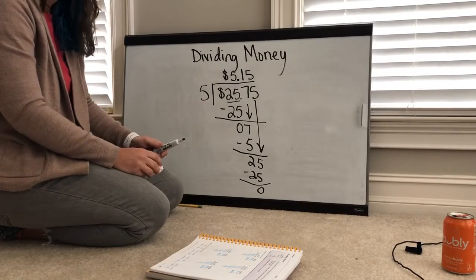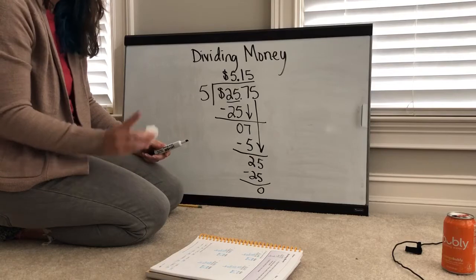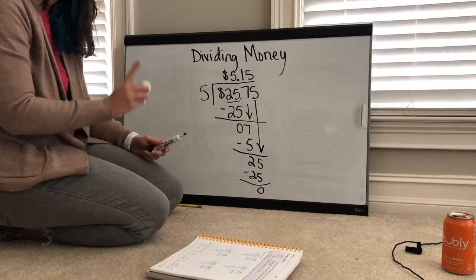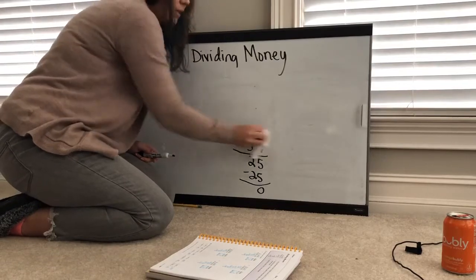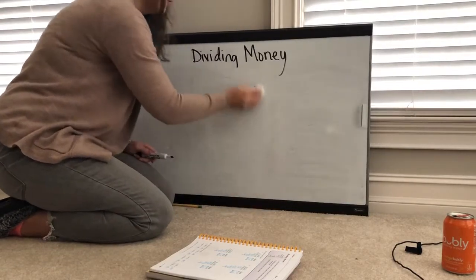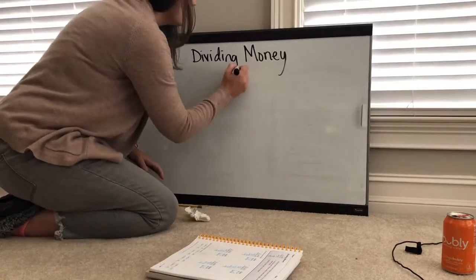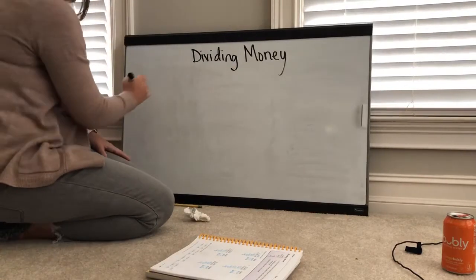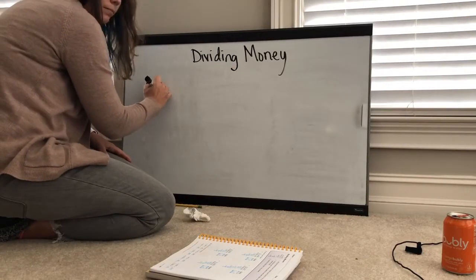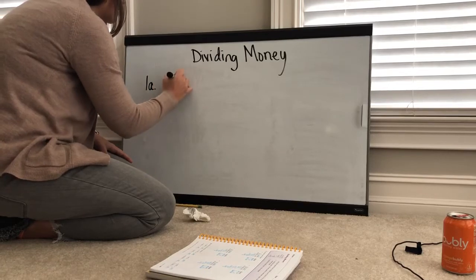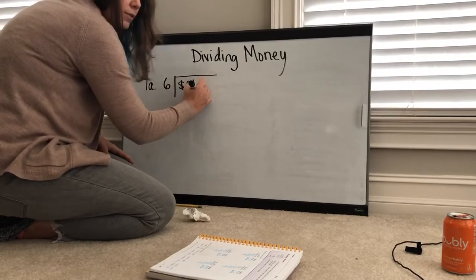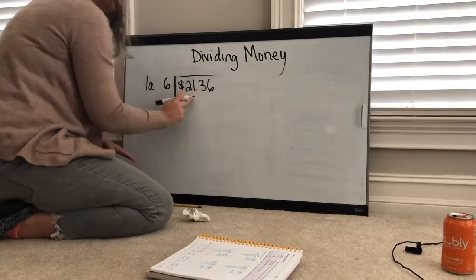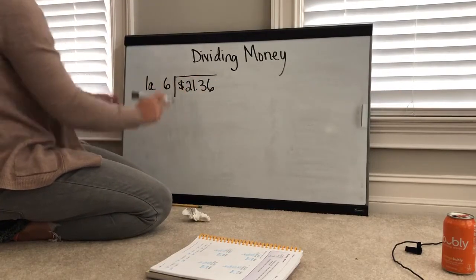I will work number 1A and B real quickly on the board. You guys can work with me in your book, and then you will be on your own to complete the rest of page 267, practicing these skills. So here's 1A. 6 goes into $21.36, or $21.36 divided by 6.